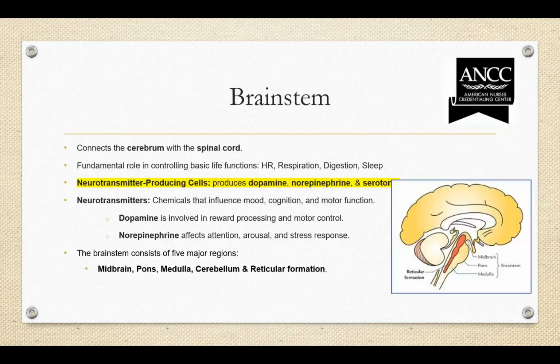All right. Okay. And then we have the brain stem. And so the brain stem consists of five major regions: midbrain, the pons, medulla, cerebellum, reticular formation. Okay. The midbrain contains the cells that produce dopamine, norepinephrine, and serotonin. These are your neurotransmitters. Okay. And neurotransmitters are the chemicals that influence mood, cognition, and motor function.